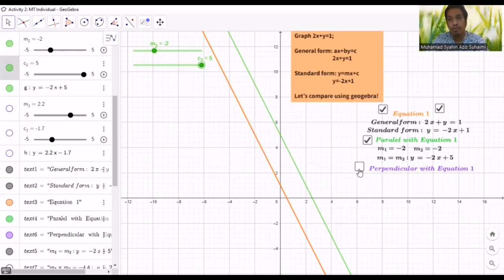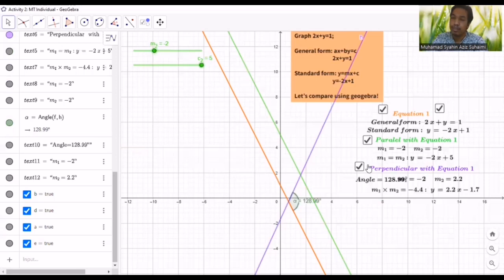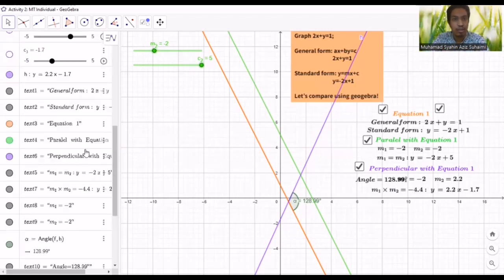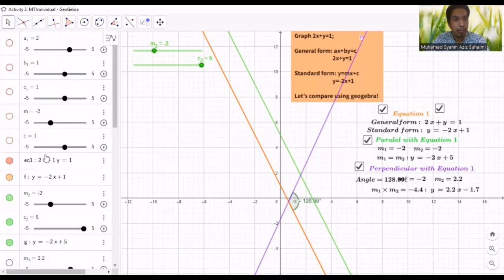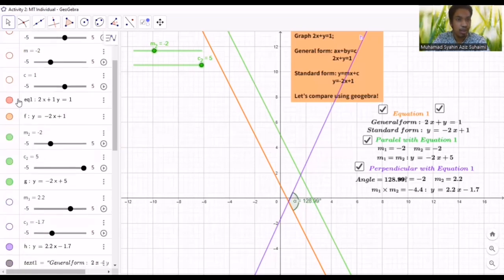All right. For the perpendicular with equation 1, perpendicular means that the angle is 90 degrees. Now it's not 90 degrees. And we need to get M1 times M2 equal to -1. Then we will get an angle of 90 degrees. So we will find it for the perpendicular one. And we close the green one first. And then we open the perpendicular one.